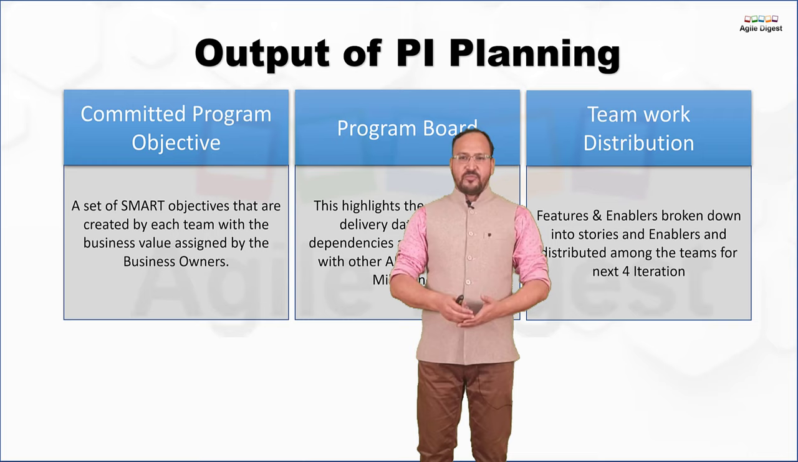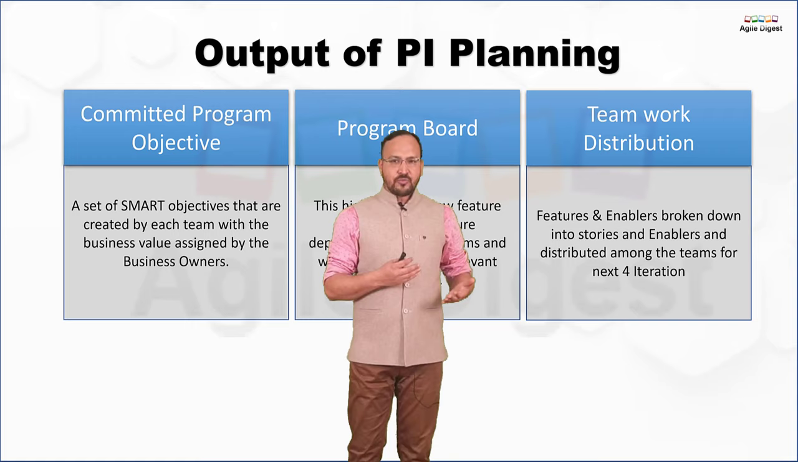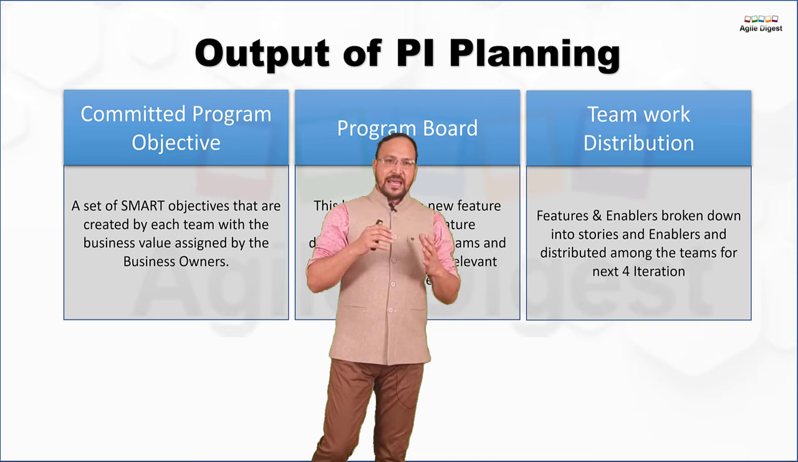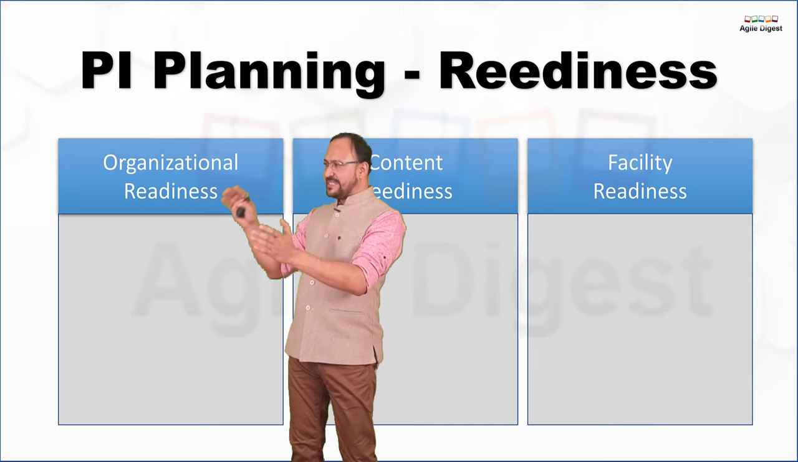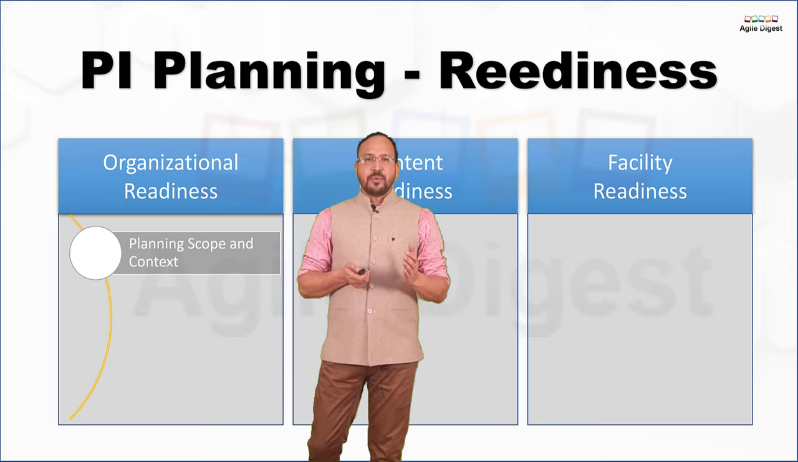When we talk about readiness, before you start working on PI planning, we need to have some kind of readiness in our plan. To work on that readiness, we need three different natures of readiness: organizational readiness, content readiness, and facility readiness. Organizational readiness, planning scope and context, is one part of your organizational readiness.